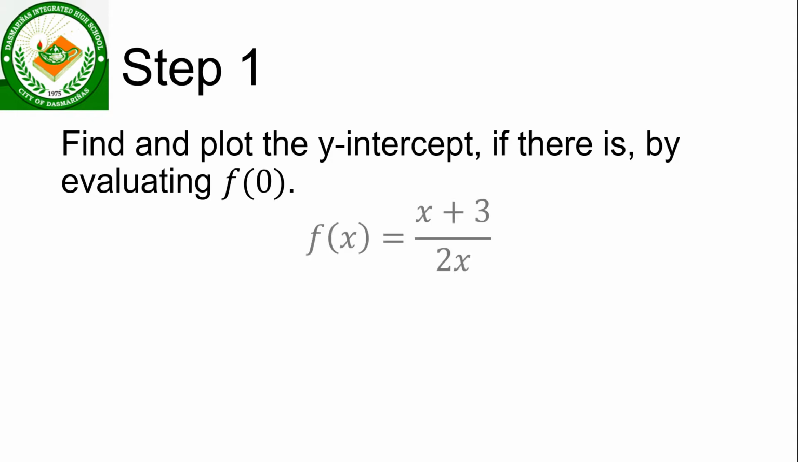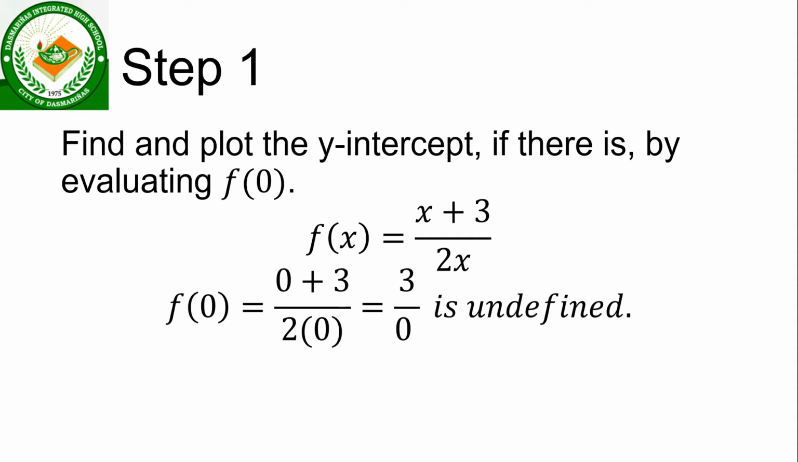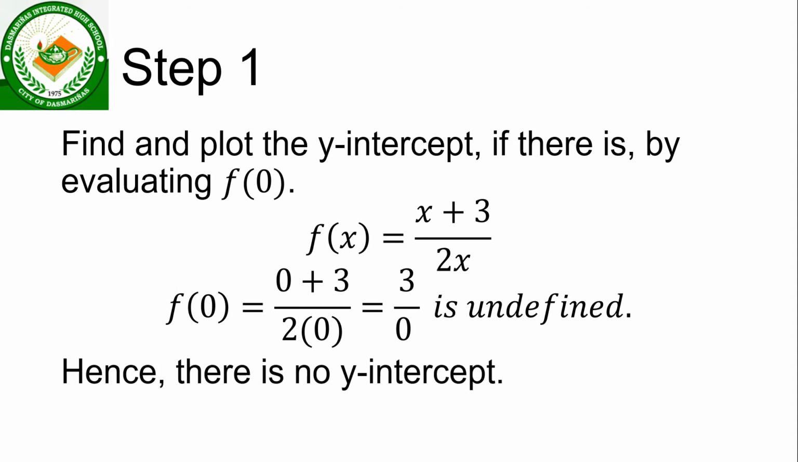Evaluate f of 0. This is our function, f of x equals x plus 3 all over 2x. Replacing x by 0 will give us f of 0 equals 0 plus 3 all over 2 times 0. And we all know that 2 times 0 is 0, and dividing 3 by 0 will give us undefined. Since it is undefined, meaning to say there is no y-intercept, because 3 over 0 is not a real number.